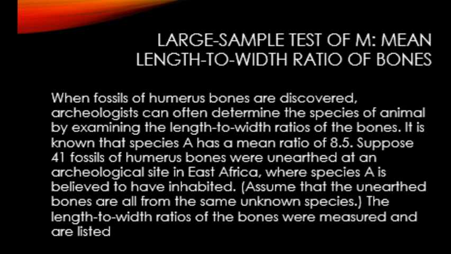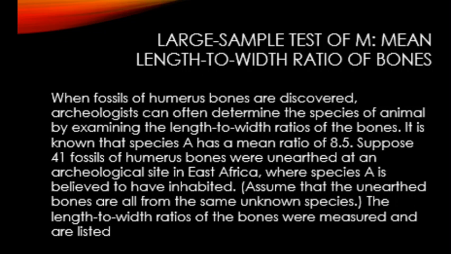Here's the first example. Large sample test of mean of length or length to width ratio of bones, and this is denoted by mu. This slide is showing it incorrectly. When fossils of humerus bones are discovered, archaeologists can often determine the species of animal by examining the length to width ratios of the bones. It is known that species A has a mean ratio of 8.5. Suppose 41 fossils of humerus bones were unearthed at an archaeological site in East Africa, where species A is believed to have inhabited. Assume that the unearthed bones are all from the same unknown species.